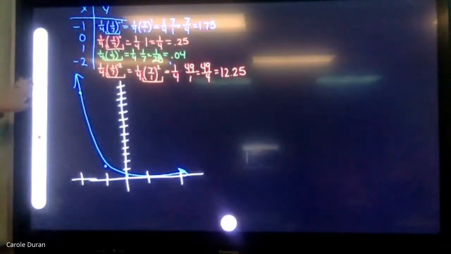Okay, so the last one I think we're going to do, because they're all pretty much the same, is y equals -2 times 2 to the x power. If you didn't do one of the ones that's going to open down, this is one of those.